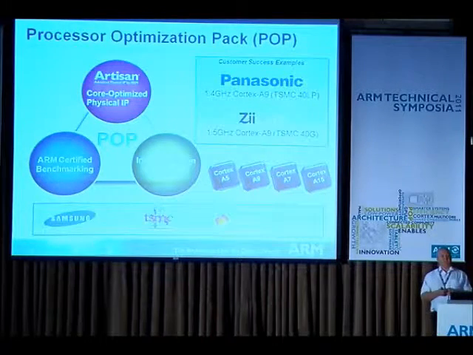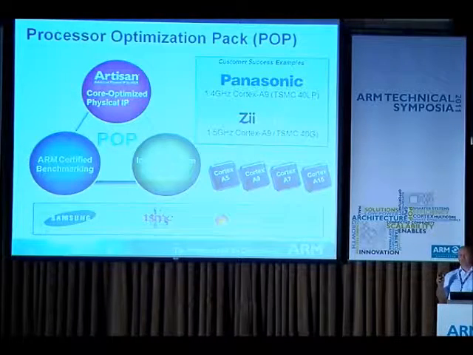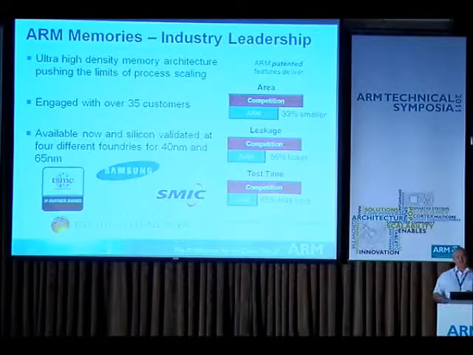These processor optimization packs, I should say, are not just available on TSMC. They are available on some of the other foundries as well, such as Samsung and Global Foundries. I am in Hsinchu, so I'm focusing a lot on TSMC just now.